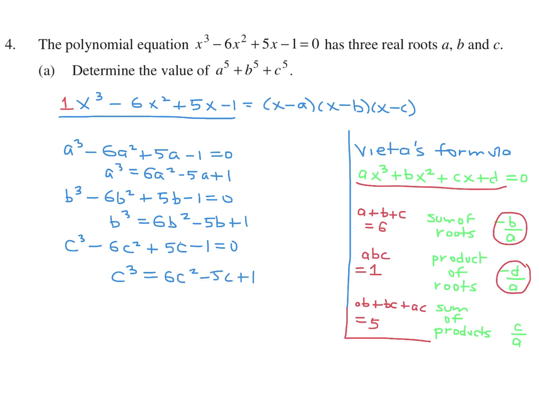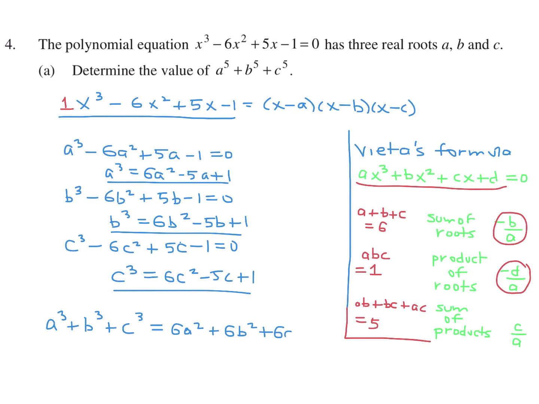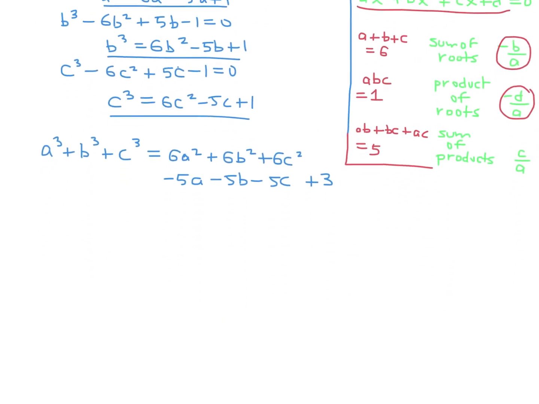Okay. And if you take these three and add them, on this side you get a to the power 3 plus b to the power of 3 plus c to the power of 3 is equal to 6a squared plus 6b squared plus 6c squared. And then we get minus 5a, not squared, just a, minus 5b minus 5c, and then there's a plus 3 at the end. All right, great. Let's move along.